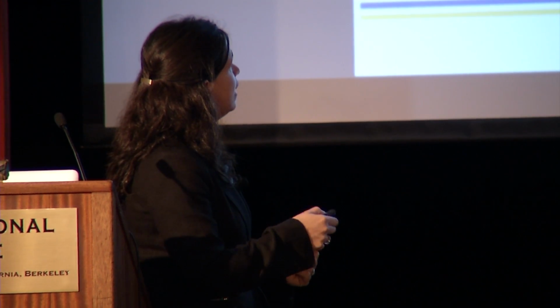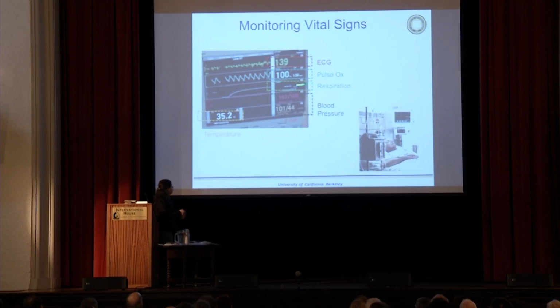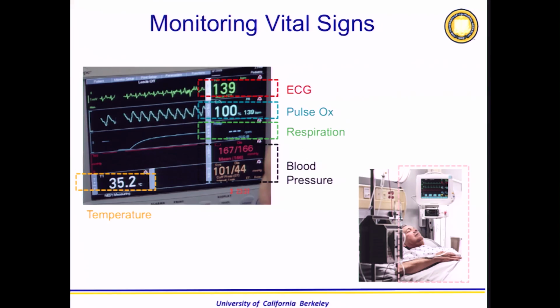So what do you get? You get ECG, pulse oximetry, your respiration rate, blood pressure, and temperature. Those are the vital signs that are monitored when you are in the hospital. Now, there are devices that we can also wear when we are exercising that will monitor certain things, not necessarily all of them, but will give us an indication of how healthy we are.